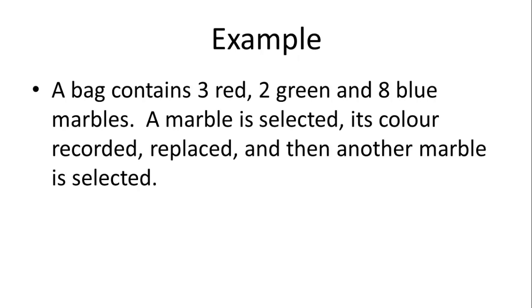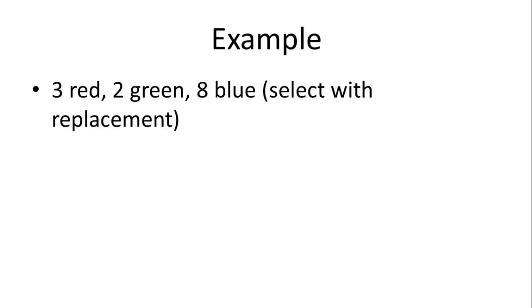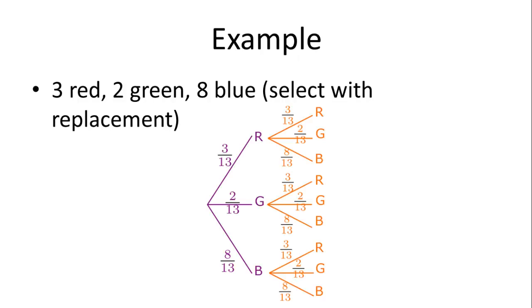Here's one of some marbles. We've got 3 red, 2 green, 8 blue. We select one out of the bag, record its color, put it back in. That's important that we're putting it back in. It's called with replacement. We're going to select another marble, record its color as well, and we want to know some probabilities. So 3 red, 2 green, 8 blue. That gives us 13 total.